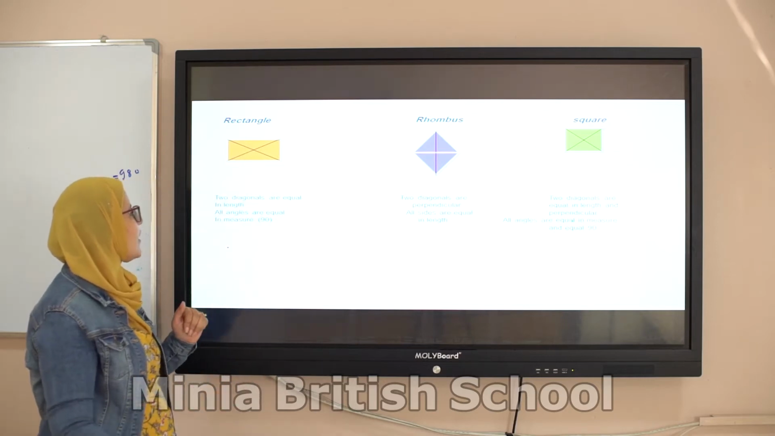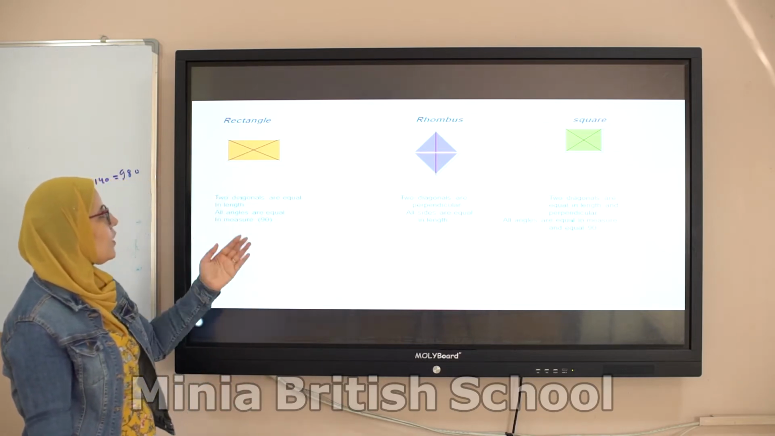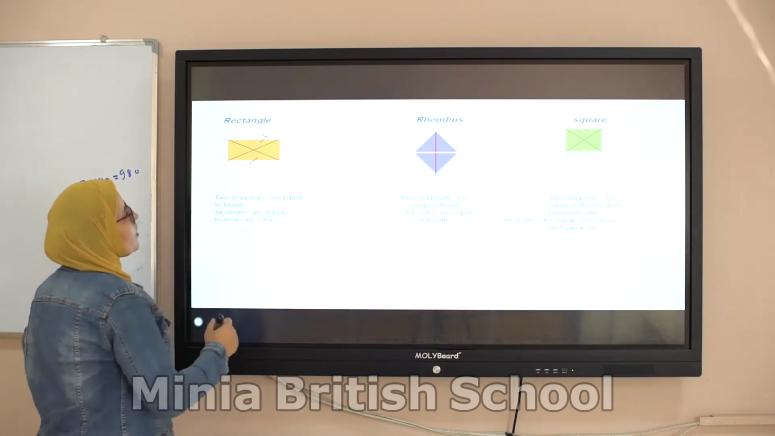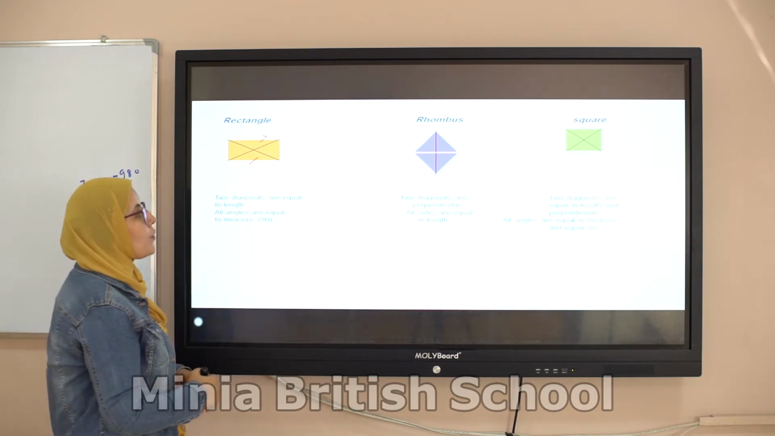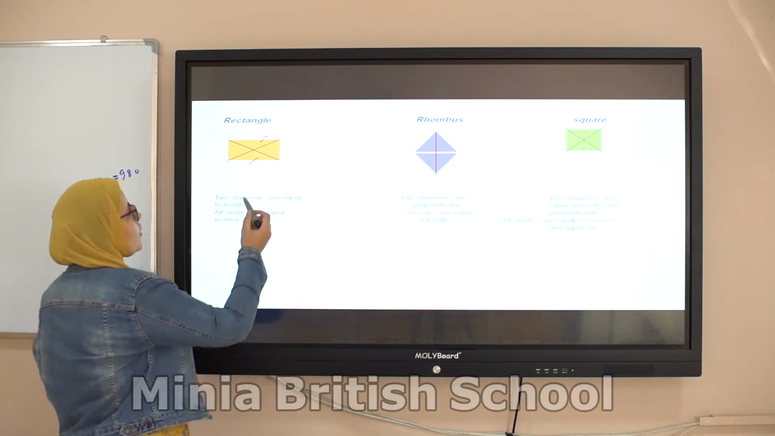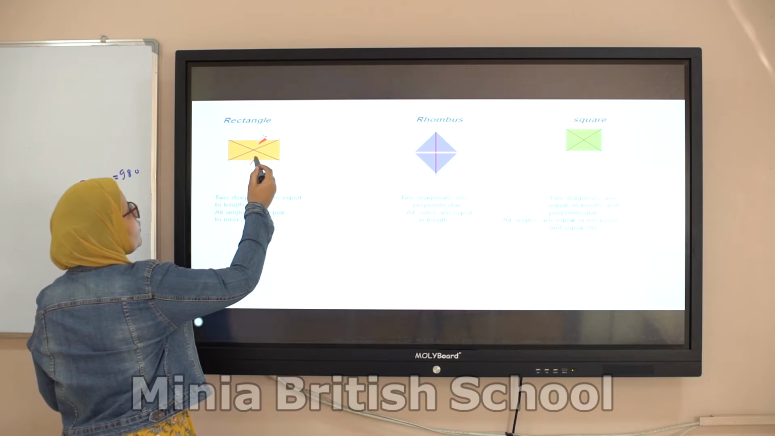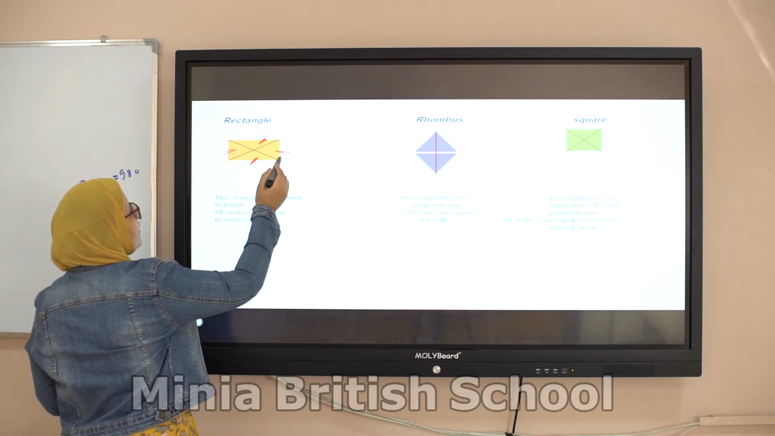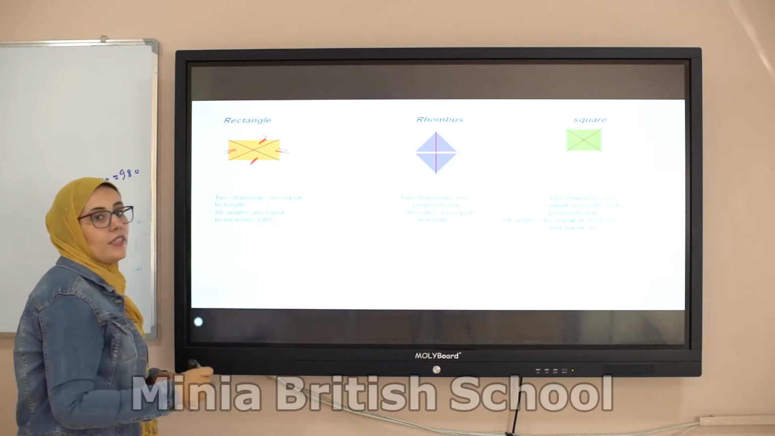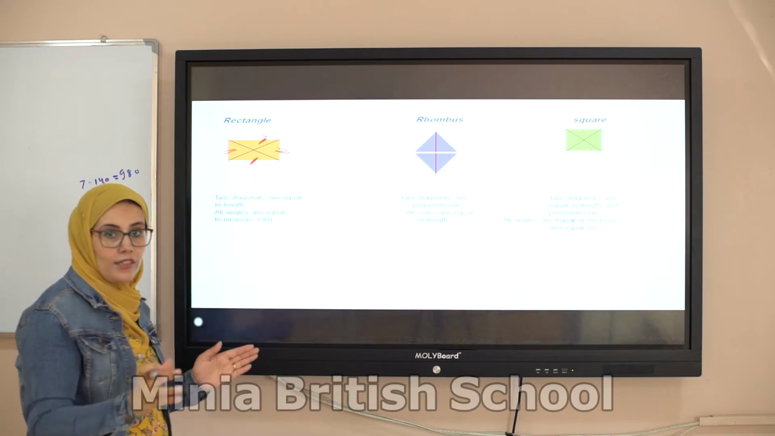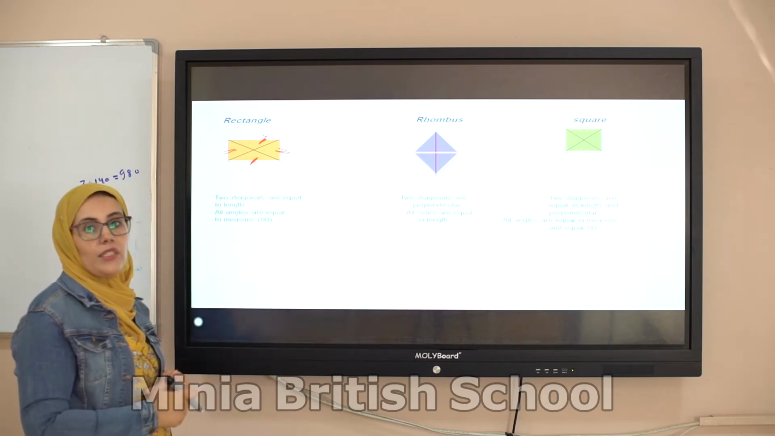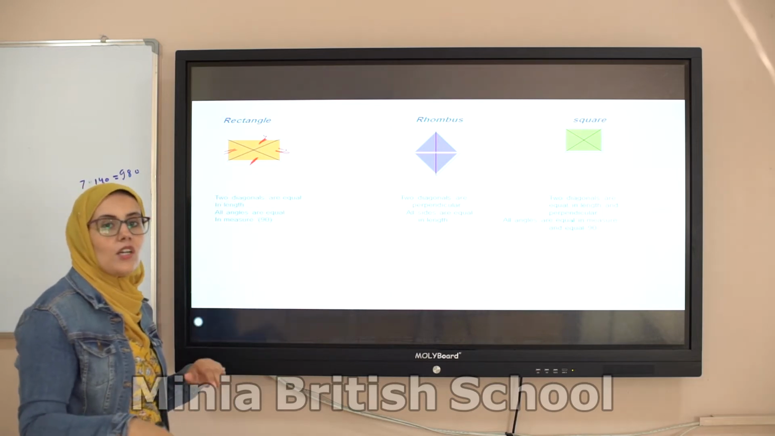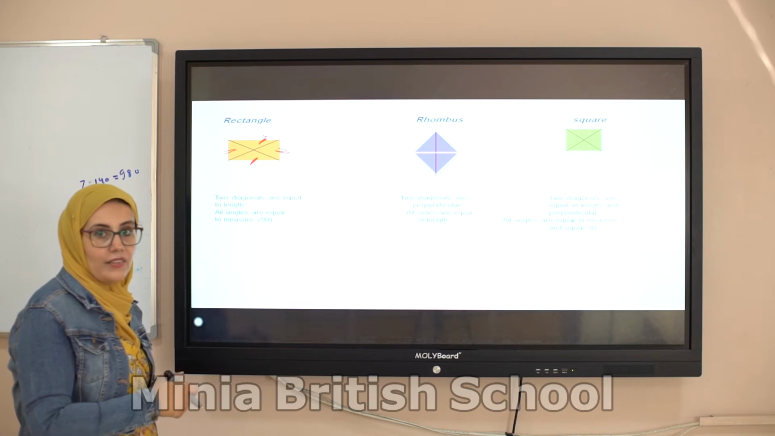The first polygon is the rectangle. Actually, if you look here in the rectangle, you will find each two opposite sides are parallel and equal in length. So this is parallel with this and equal in length, and this is parallel with this and equal in length. And the four angles of the rectangle are right angles.